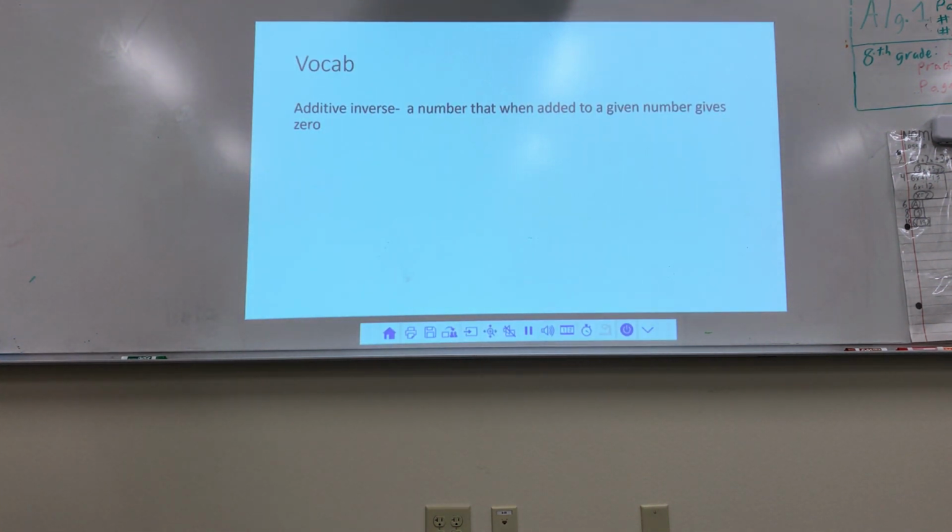Vocab, we have one: additive inverse, a number that when added to a given number gives you 0.